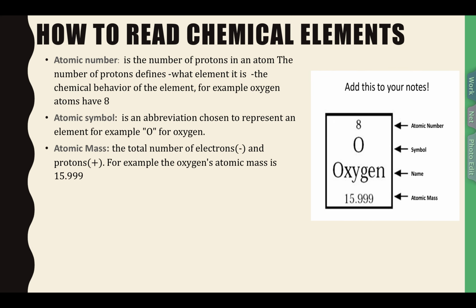Then, how to read a chemical element. The periodic table is made of small squares. So let's see, if you want to read oxygen, for example. The atomic number, which is the number of protons in an atom, is located at the top, while the symbol, as we said, of oxygen is O, located under the atomic number, and then the name of the element, which is oxygen, and the atomic mass, which is the total number of the negative charge, which is electron, and the positive charge, which is proton.